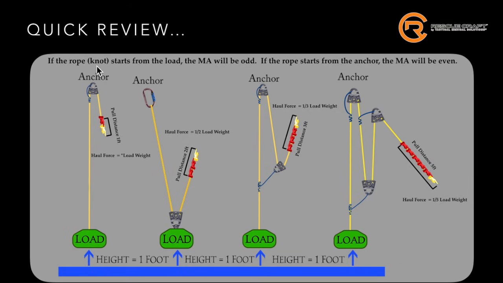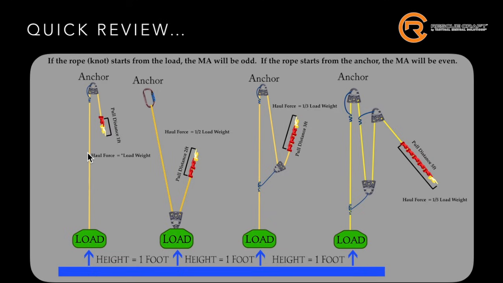Remember at the top here, when we pull our rope out, where that end of the rope connects to will help us determine simple one rope system mechanical advantages. So if the rope starts at the load, we're going to have an odd system, which we see right here on our 1-to-1. We also see that on our 3-to-1, 5-to-1. If the rope actually starts at the anchor, then our mechanical advantage is going to end up being even. So let's walk our way through this real quick.